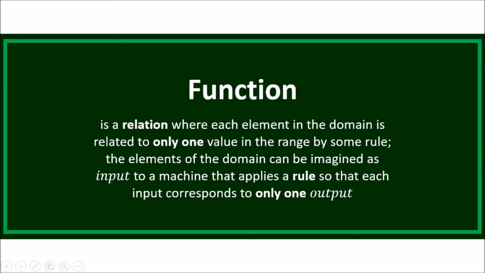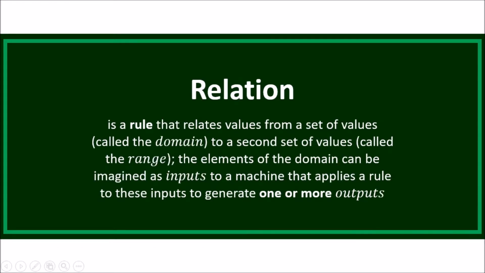Function. A function is a relation where each element in the domain is related to only one value in the range by some rule. The elements of the domain can be imagined as input to a machine that applies a rule so that each input corresponds to only one output. A relation is a rule that relates values from a set of values called the domain to a second set of values called the range. The elements of the domain can be imagined as inputs to a machine that applies a rule to these inputs to generate one or more outputs.